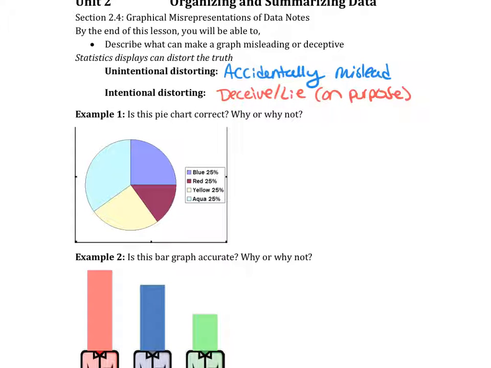Okay, so there are a lot of ways that charts and graphs can be done incorrectly or distorted. We're not going to go through all of them. It's really common sense for a lot of them. So we're going to go through the most common ones.